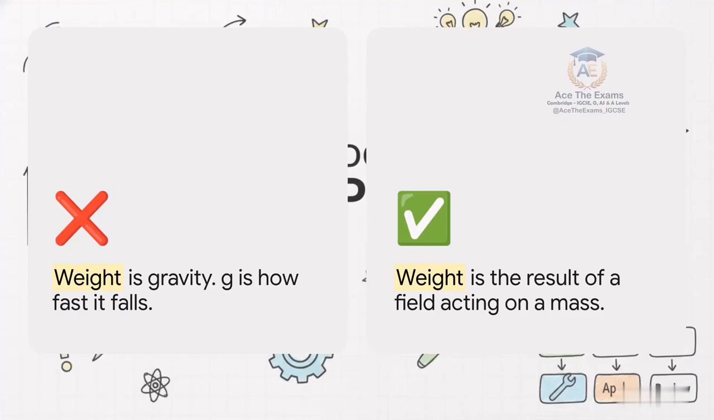Okay, the stakes are rising here. I want you to look at a genuinely flawed student answer. "Weight is gravity. G is how fast it falls." Ouch! Writing this loses all your method marks for vague, non-scientific wording.